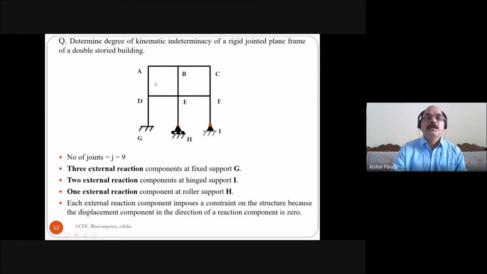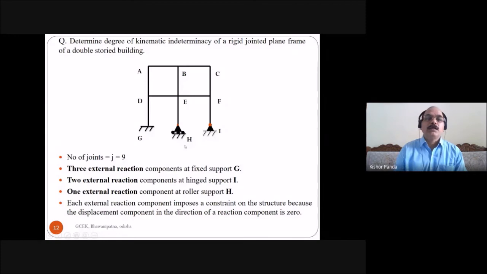And how many joints are here? 1, 2, 3, 4, 5, 6, 7, 8, 9. 9 joints. Each external reaction component imposes a constraint on the structure, because the displacement component in the direction of a reaction component is equal to 0. Already I explained. Vertical means there is no vertical displacement, horizontal means there is no horizontal displacement, and moment means there is no rotational displacement. No displacement takes place due to these 6 constraints or the 6 reaction components.